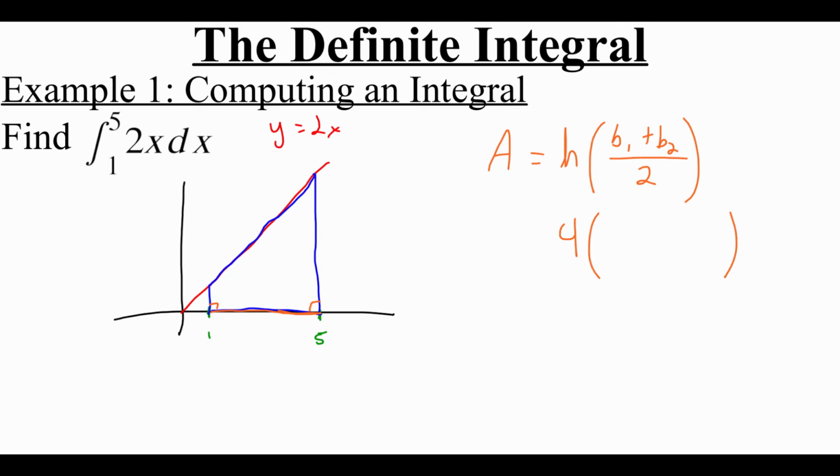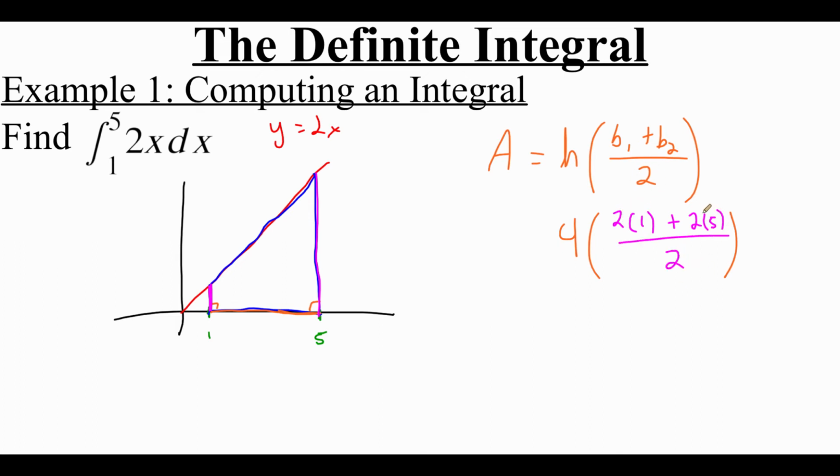Now the bases of our trapezoid are the two parallel sides. So this length right here is one of the bases, and this length right here is the other base. Now I need to take these end values of my interval and plug them into my equation. That's going to represent those base lengths. So if I plug in that first end value, we would have 2 times 1 plus, then I plug in my second end value, so that would be 2 times 5. But then I'm supposed to divide that by 2.